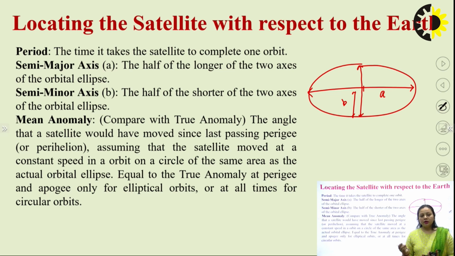So, if I say this is my perigee point and the satellite has moved to this particular point, and I want to calculate this distance, the angle through which the satellite has moved, how much distance it has covered from the perigee point, we call this particular angle the mean anomaly. It is actually a distance in arc. So, it is the angle that the satellite would have moved since last passing perigee, assuming that it is in an orbit which is circular in shape and has the same area as my actual orbital ellipse.